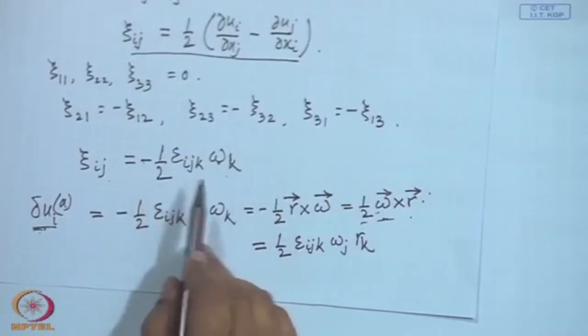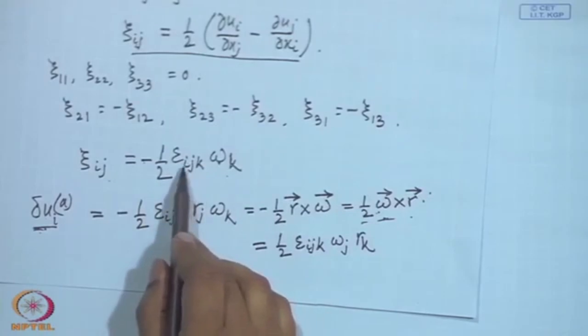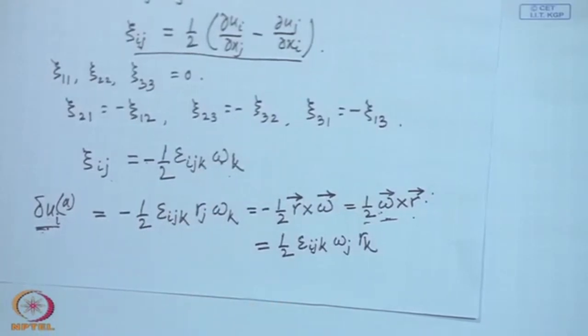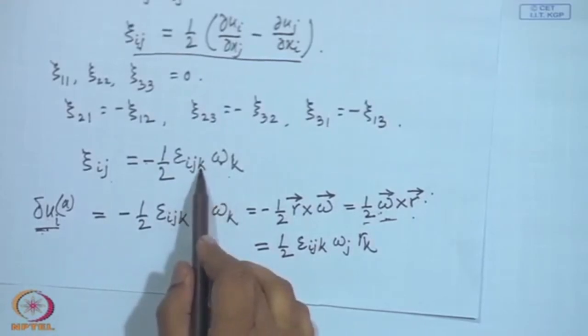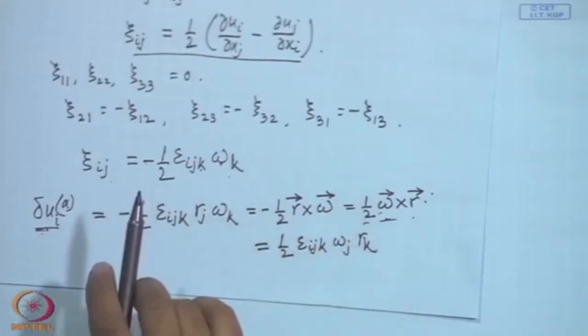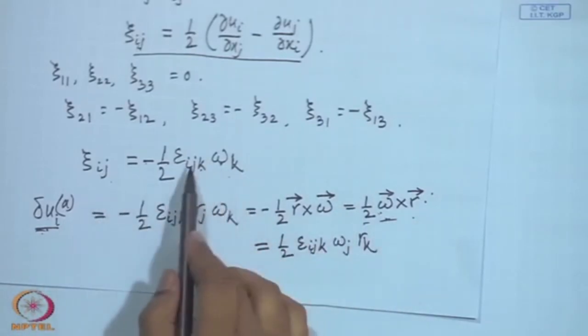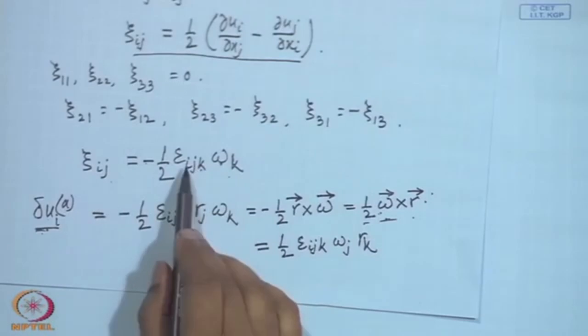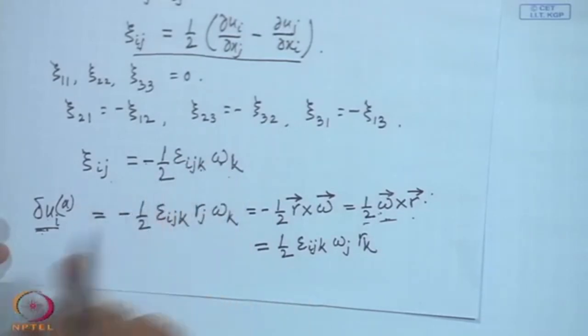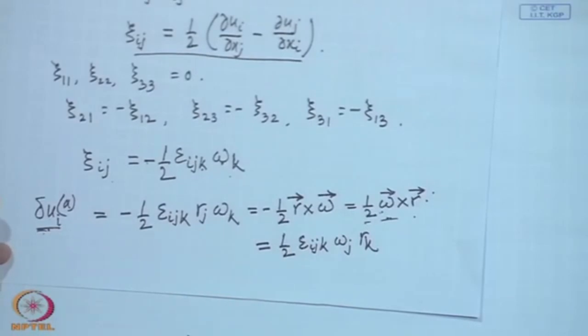If k is 1, then we know this epsilon I j k has non-zero value when I, j, k are all different. Since k is 1 now, this I and j has to be 2 and 3, one is 2, the other is 3. Let us take 2 3 1, that is epsilon I j k is epsilon 2 3 1. Epsilon 2 3 1 is in cyclic order. So, epsilon 2 3 1 is plus 1.